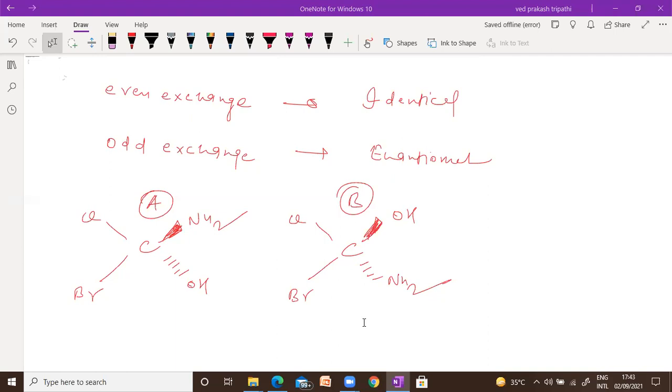Yes, this is odd exchange. So this is odd. It means this is enantiomer. So the relationship will be enantiomer. Very good. And you can find your R and S. I am very sure they both have opposite configuration. This is your homework: you have to find the configuration of A as well as B. I am very sure it will be different.